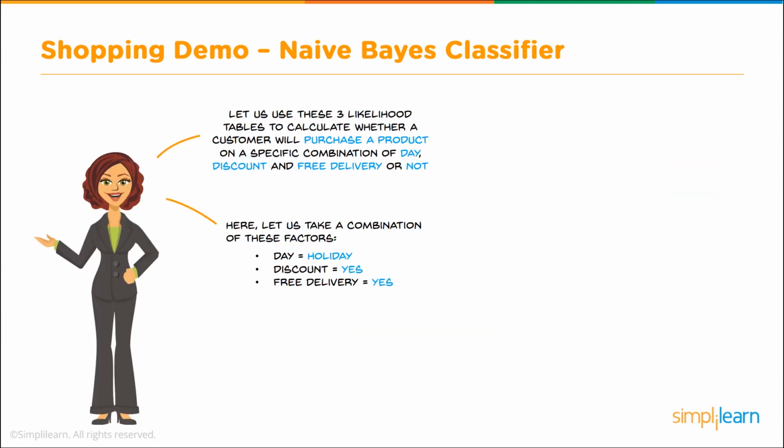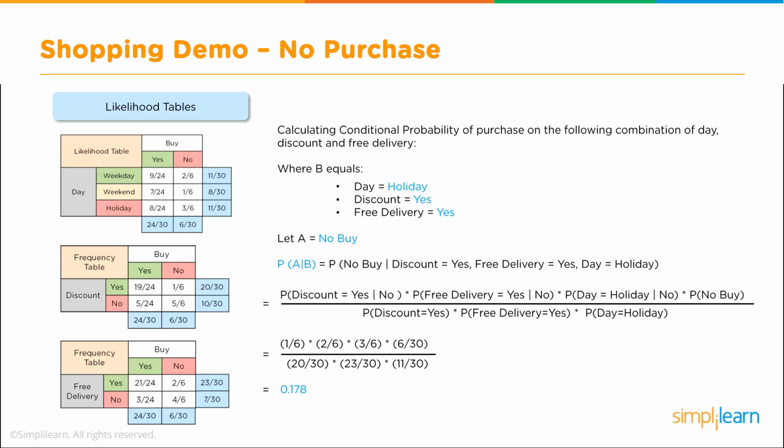Let us use these 3 likelihood tables to calculate whether a customer will purchase a product on a specific combination of day, discount, and free delivery, or not purchase. Here, let us take a combination of these factors. Day equals holiday, discount equals yes, free delivery equals yes. Let's dig deeper into the math and actually see what this looks like. We're going to start with looking for the probability of them not purchasing on the following combinations of factors. We're actually looking for the probability of A equal no buy, no purchase.